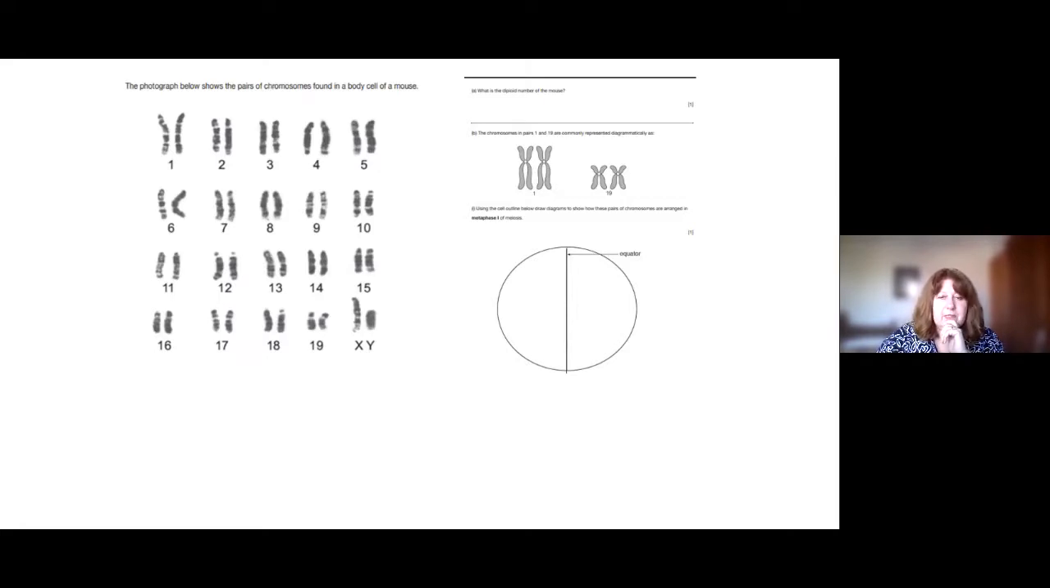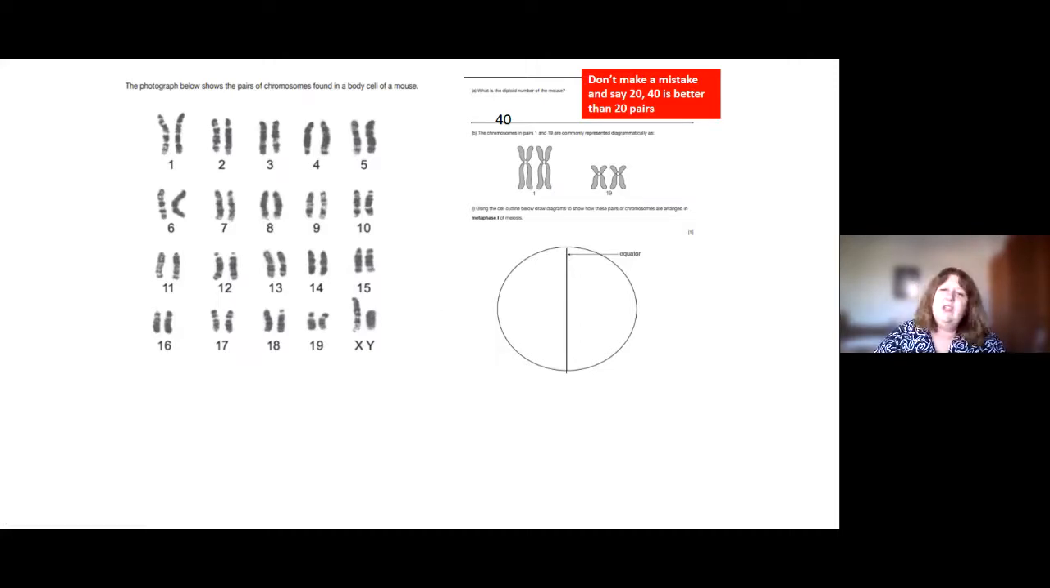So have a little think about your answer. And your answer should be 40. It would be very easy to say 20 pairs, but you're not really answering the question, because it asks about the diploid number, and that number is 40. Then it says the chromosomes in pairs 1 and 19, pair 1 here, pair 19 here, just before the sex chromosomes, are commonly represented diagrammatically as this. They're not identical to the photograph, but we can recognize them all the same.